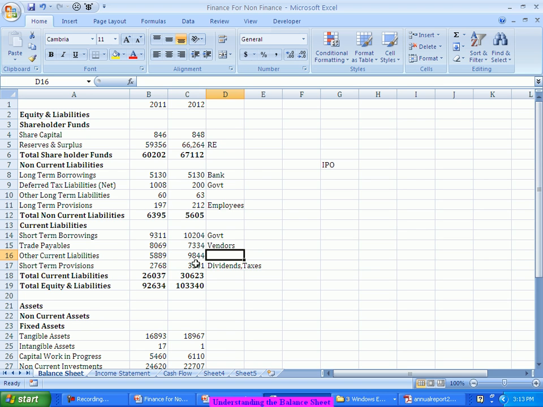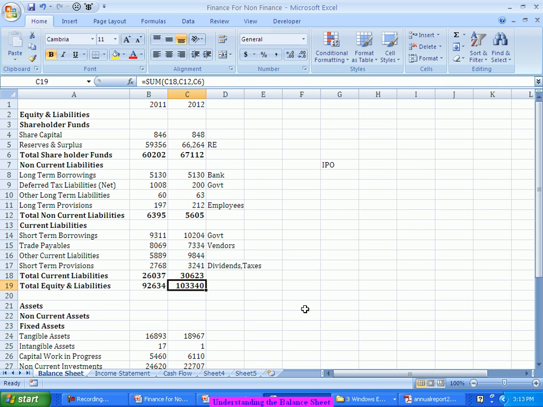If it is a provision, more or less they are assured that this will occur every year, and the payment happens in the next year only. Generally, taxes and dividends are what go into the short-term provisions. So all these added together is what contributes to the total equity and liabilities.